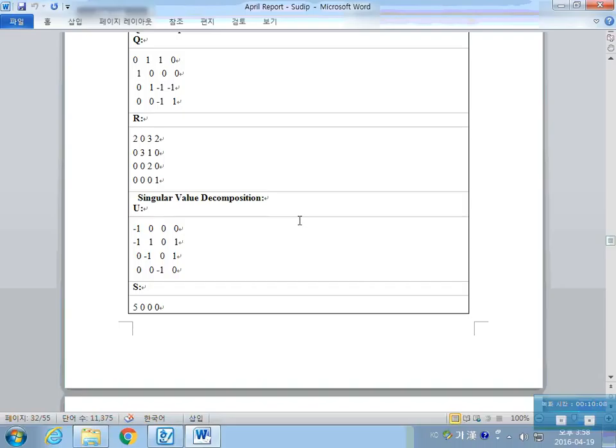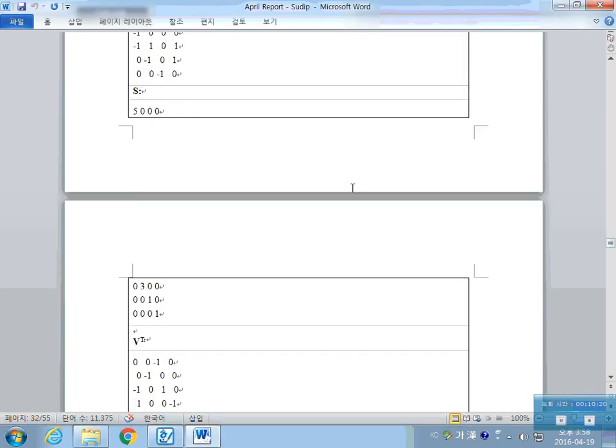That tool is very easy. If you just put in the matrix, then it will give you everything. There are buttons like singular value decomposition, eigenvalue, eigenvector. You just tick all the buttons, then it will give all the answers.